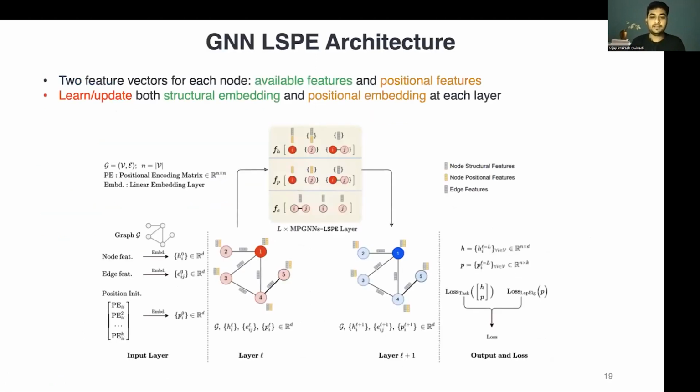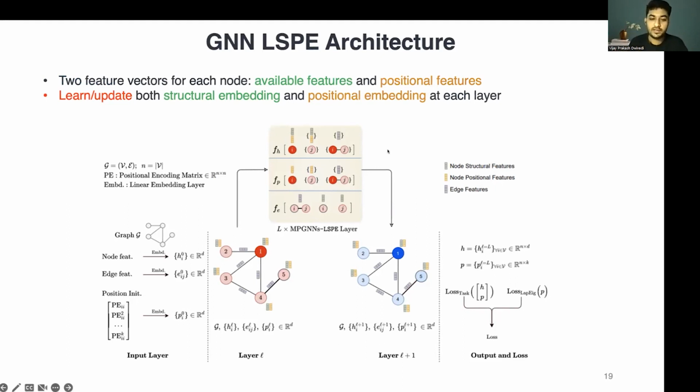In the previous case of the graph transformer, we saw that we simply add the positional encoding at the input with the other contextual node features. But we realized that the positional encoding, for example the eigenvectors of the graph Laplacian, represents a different dynamic of information compared to node features or node structure features. So we realized that we may need to process these two different kinds of features separately. We decouple the two, and we learn and update both the structural embedding and the positional embedding separately at each layer.